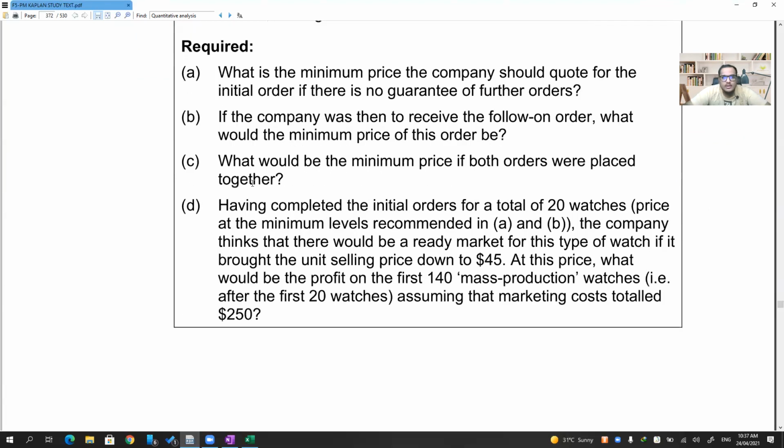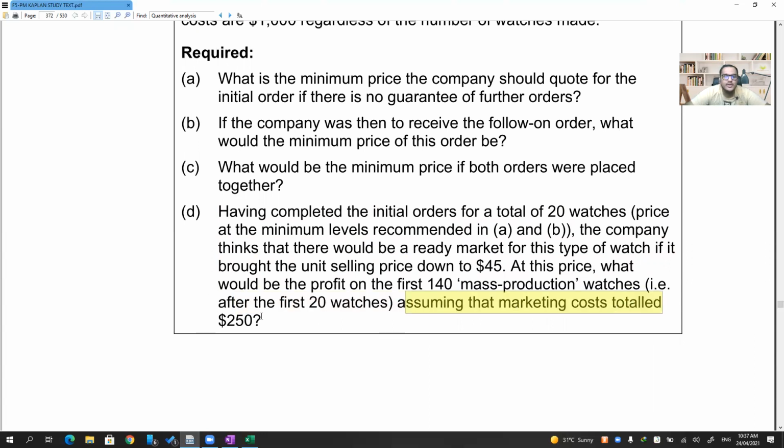Okay. See, having completed the initial order for the first 20 watches priced at the minimum levels recommended in A and B, the company says there would be a ready market for this type of watch if the unit selling price is brought down to 45. Okay, they want to sell it for 45. At this price, what would be the profit on the first 140 mass production watches after the first 20 watches, assuming the marketing cost totaled $250?